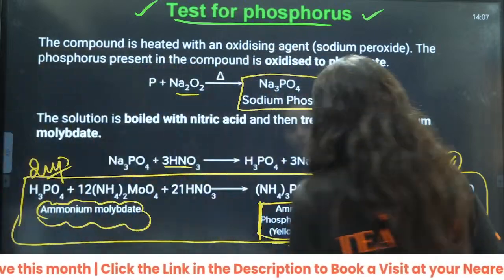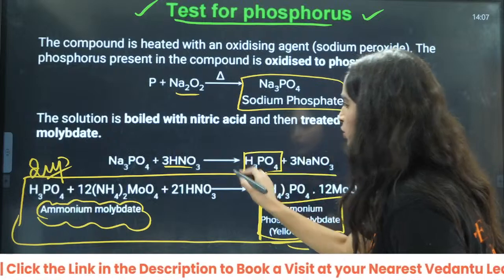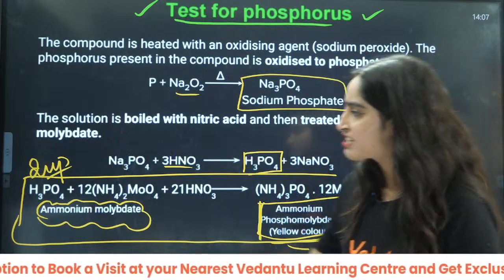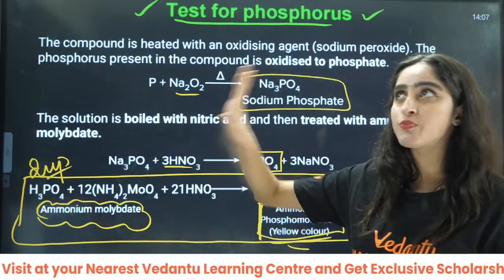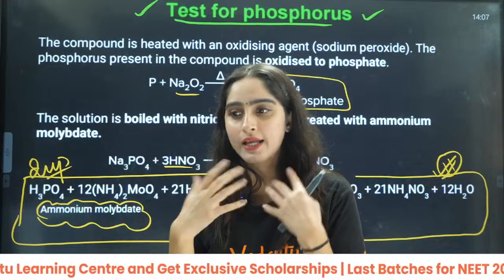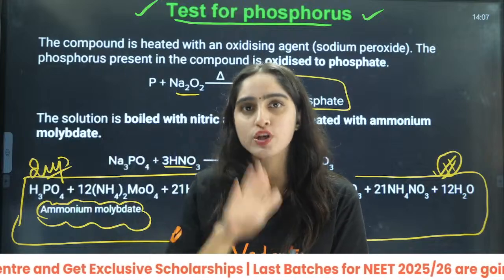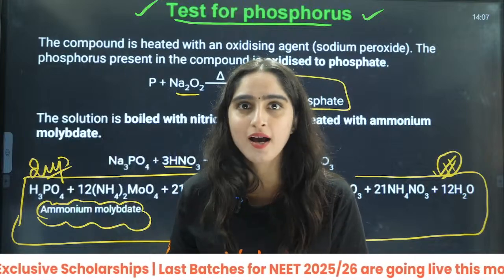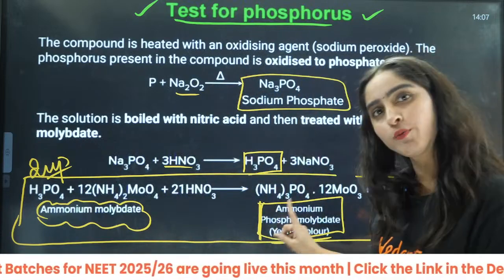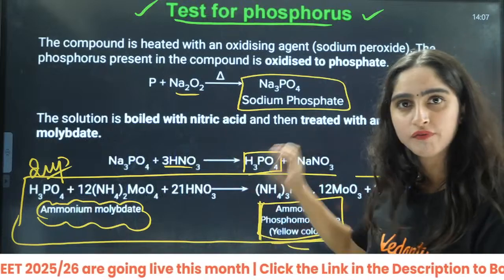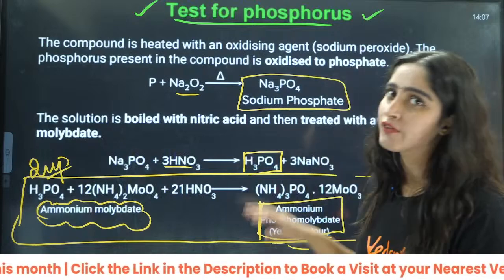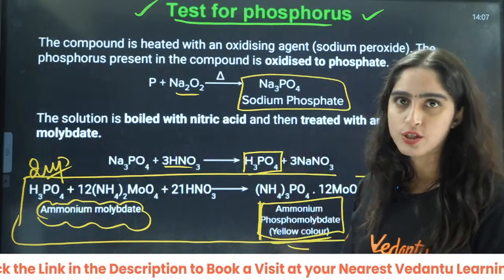That you have H3PO4, right? This H3PO4 comes from the phosphorus. For example, phosphorus is present in that organic compound. Then there will be a yellow precipitate formed at the end of these steps. If there is no phosphorus present, then no yellow precipitate is formed.